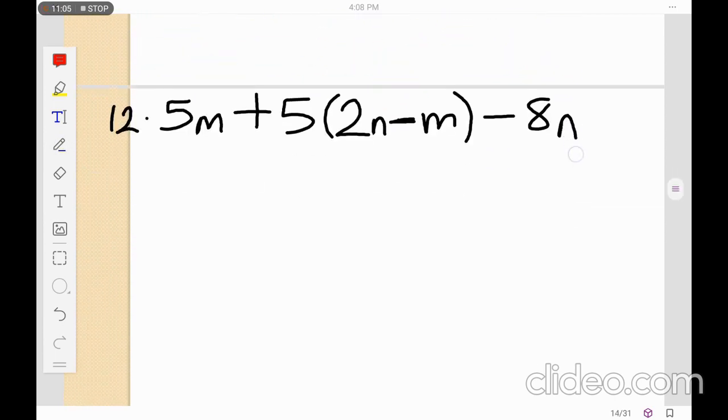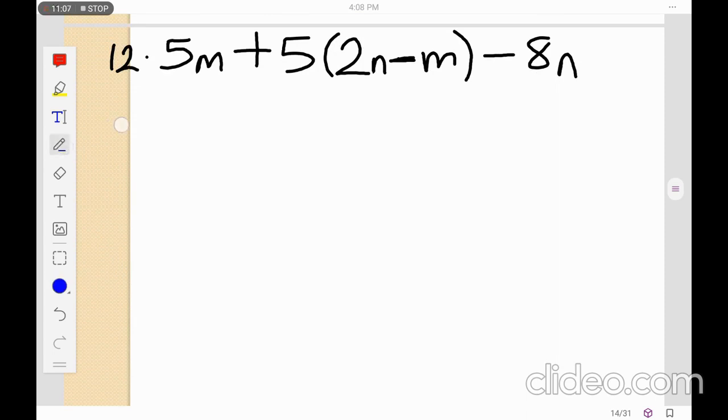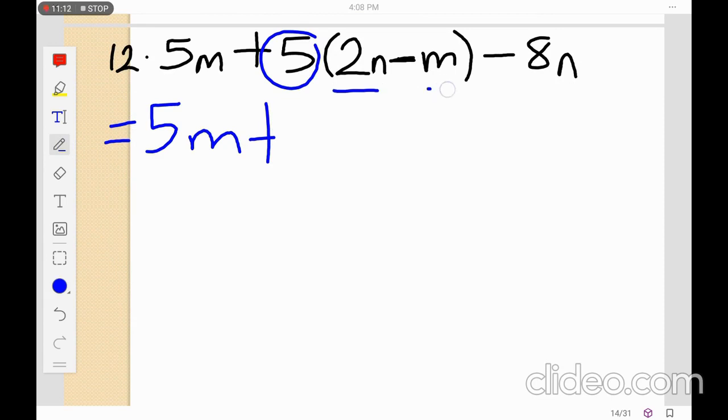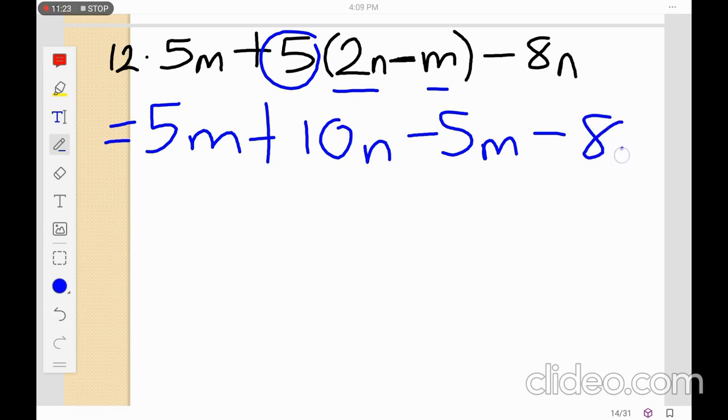Let's look at another question. I've got 5m here, plus this one is going to multiply each and every element. So 5 times 2n, we get 10n. 5 times minus m, we get minus 5m there. Then we have got our minus 8n, this one.